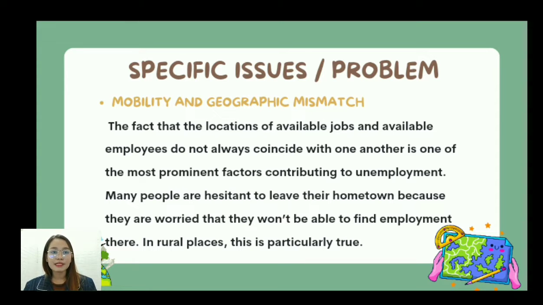Katulad po sa province, kapag ang tao sa province ay merong specific na trabaho katulad ng handicraft, farmer, natatakot sila, nag-hesitant sila na lumipat sa ibang lugar, katulad ng city, upang maghanap ng panibagong trabaho dahil baka hindi suitable yung trabaho na available sa city kumpara sa skill nila doon sa province.